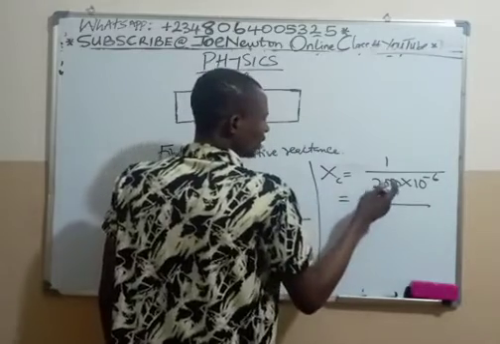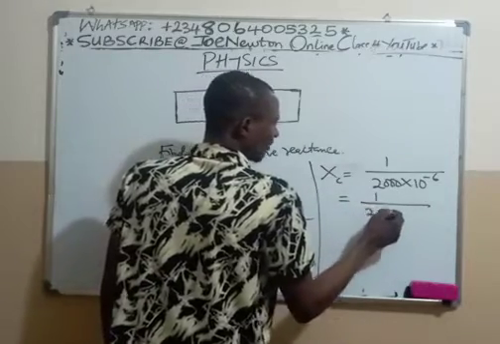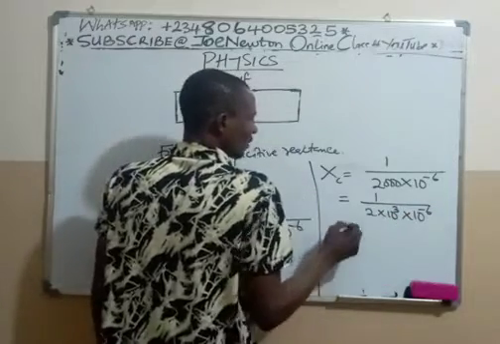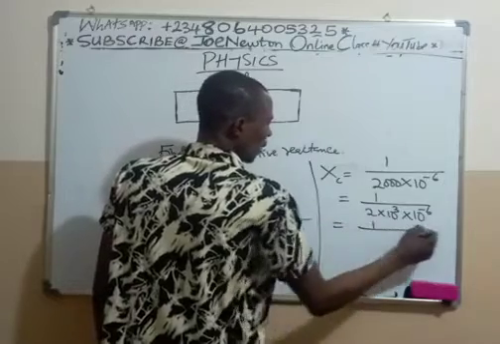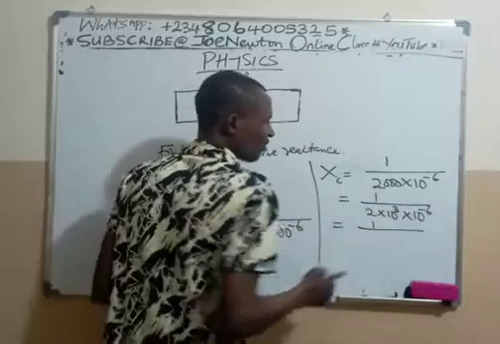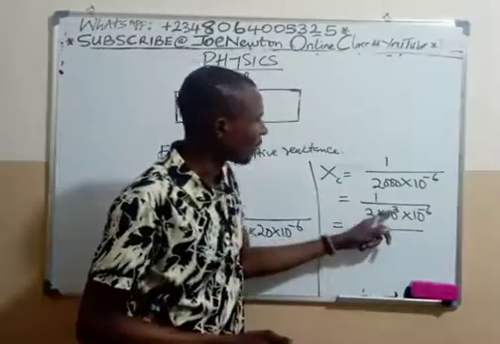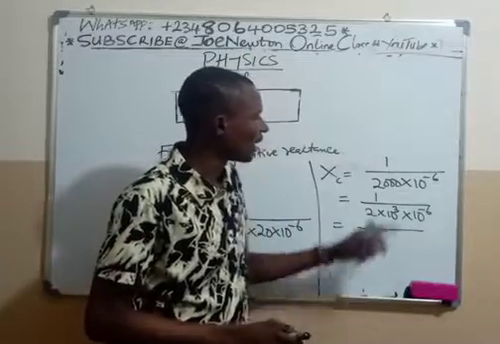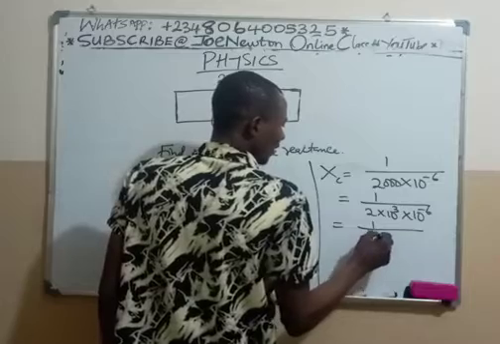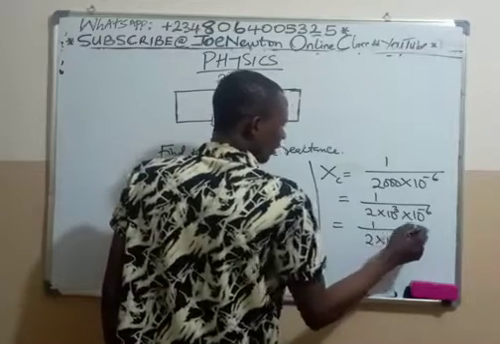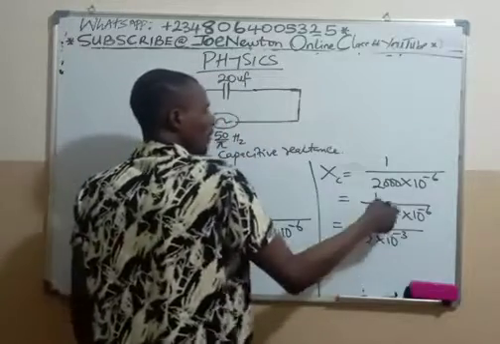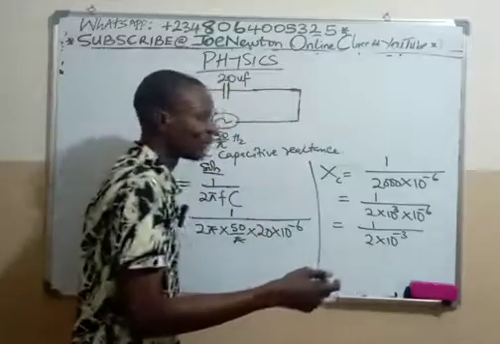Then we have this, which is equivalent to 1 over, changing this to standard form, 2 times 10 raised to the power of 3 times 10 raised to the power minus 6. And this is equal to 1 over 2 times 10 raised to the power minus 3 times 10 to the power minus 6. According to the law of indices, 3 plus minus 6, we will be left with minus 3. We have 1 over 2 times 10 raised to the power of minus 3. Now, this 10 to the power minus 3, when it comes up here, it becomes positive 3.